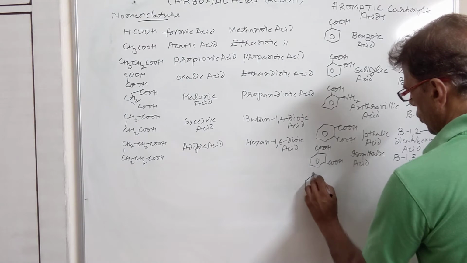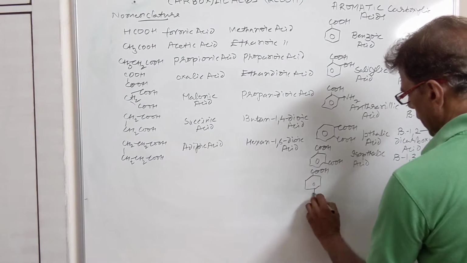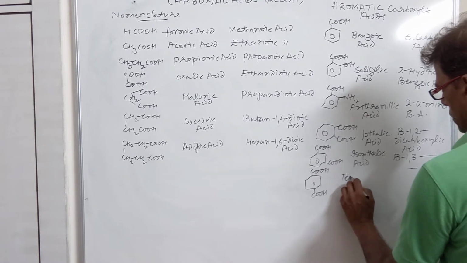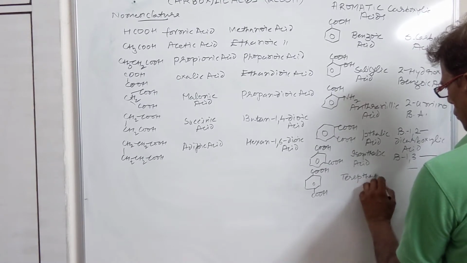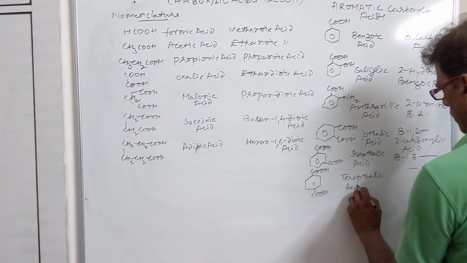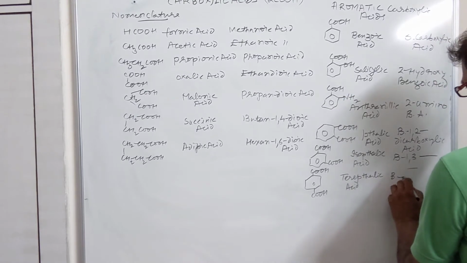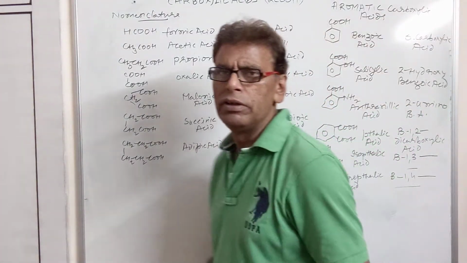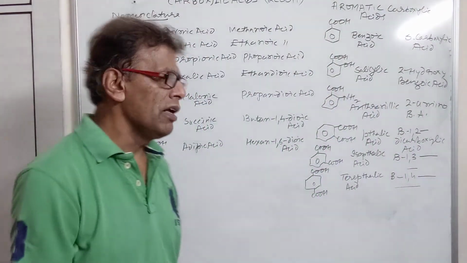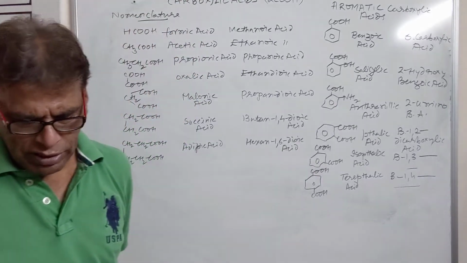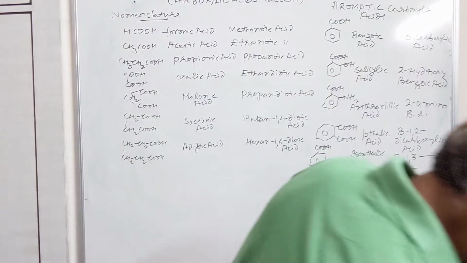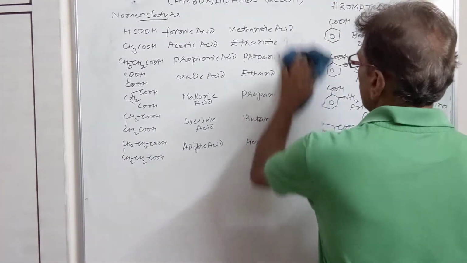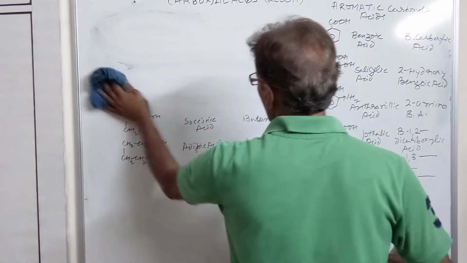Then we have 2 COOH at para positions to each other. This is called as terephthalic acid, used in the preparation of terylene. Or it is called as benzene 1,4-dicarboxylic acid or benzene dioic acid. So this is regarding the nomenclature of carboxylic acid. Then we come to the next topic, that is structure of carboxylic group. Let us see the electronic structure of carboxylic group.